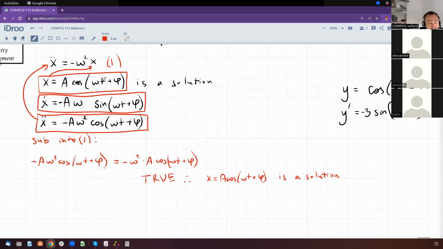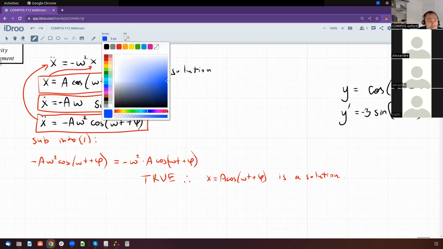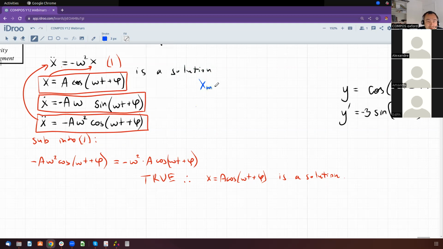Well, we know cosine changes from -1 to 1. The same with sine. So what is the maximum value of x? x max. The maximum value of displacement is A, of course, because when cosine is equal to 1, x will be A. A is the amplitude. The maximum displacement is the amplitude.